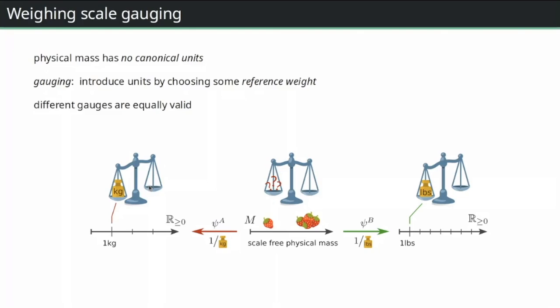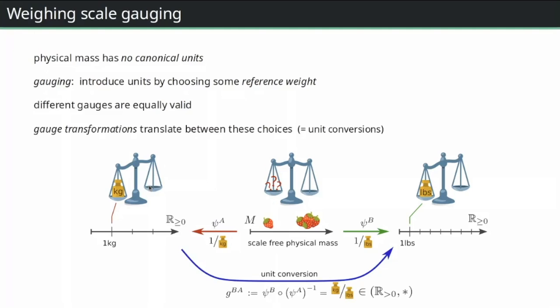But of course, you could also have chosen a different reference weight. So here we have also a pound, and then you get different axis ticks. And then these two things are completely equivalent, and we can transform back and forth between them. So we can always have unit conversions from kilograms to pounds, and this unit conversion in this example here is just a multiplication with a positive real number.